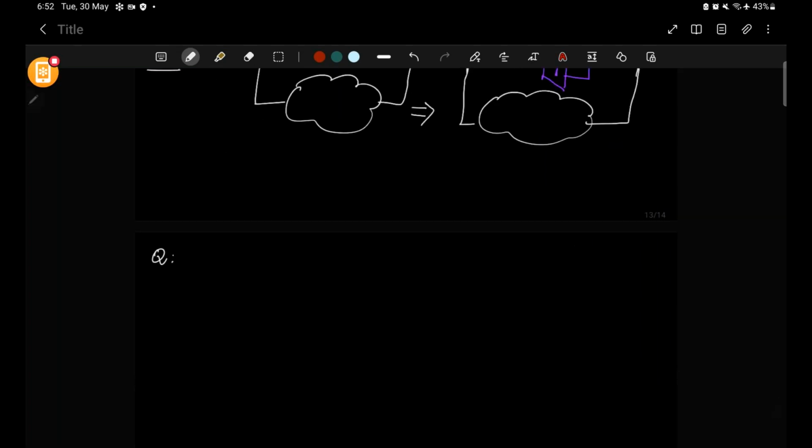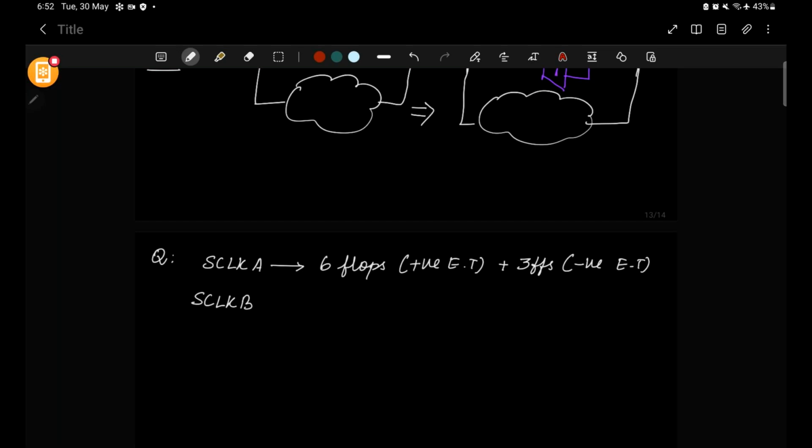So next question is, we consider an example like this. There are two scan clocks, scan clock A and scan clock B. Assume that scan clock A is going as a clock to 6 flops, which are positive edge triggered, and it is going to 3 flops, which are negative edge triggered. And scan clock B is going to 3 flops that are positive edge triggered.